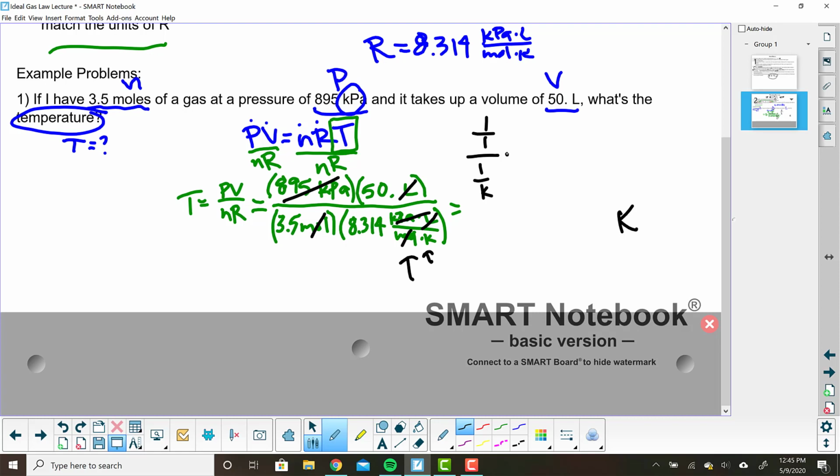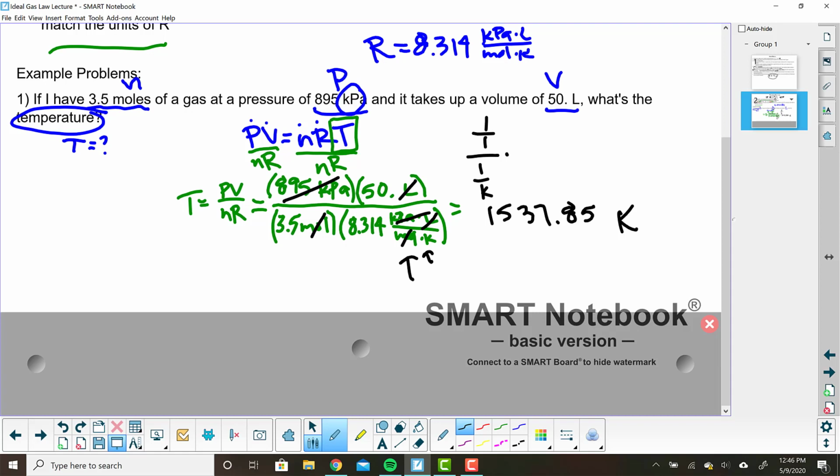Now we just need to solve. Okay, we multiply the top, 895 times 50, and then divide by what's on the bottom, 3.5 times 8.314. And you get for the temperature 1537.85 Kelvin.